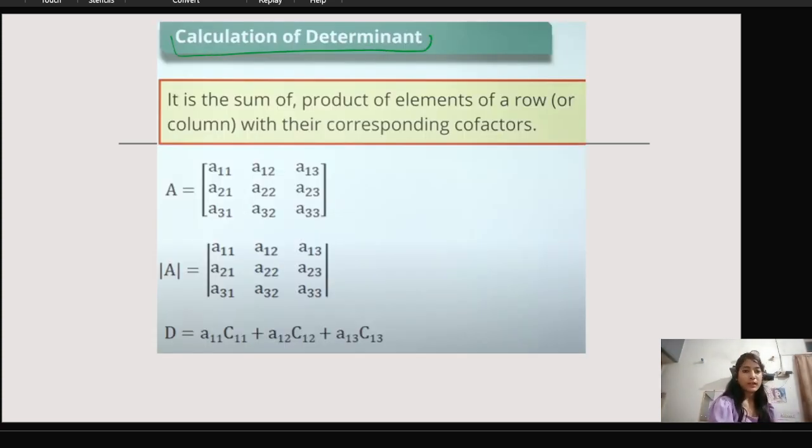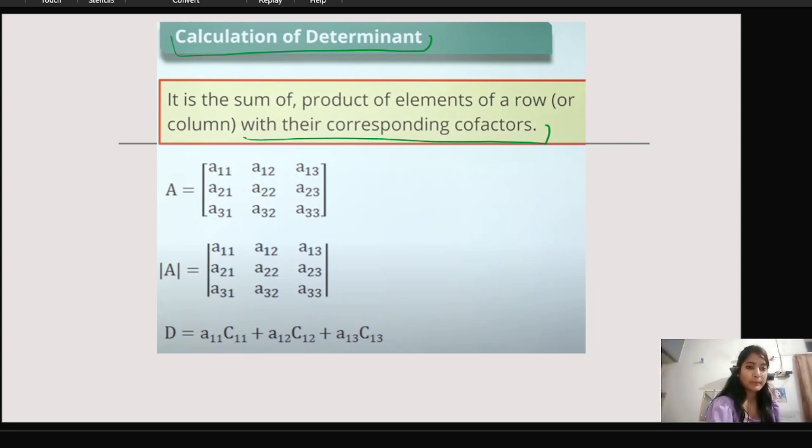How can we calculate the determinant? It is the sum of the products of the elements of a row or a column with their corresponding cofactors. Remember this: we have to find the sum of the products of the elements of a row or a column with their corresponding cofactors. If it is difficult to understand with the definition, let us discuss it with an example.